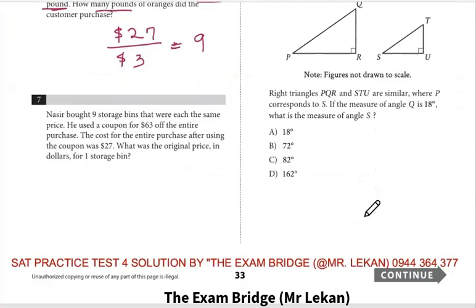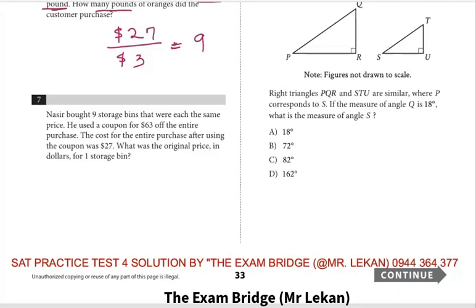In case you don't understand, just send a message. Question number 7. Nasri bought 9 storage bins that were each the same price. He used a coupon for $63 off the entire purchase. The cost for the entire purchase after using the coupon was $27. What was the original price in dollars for one storage bin?